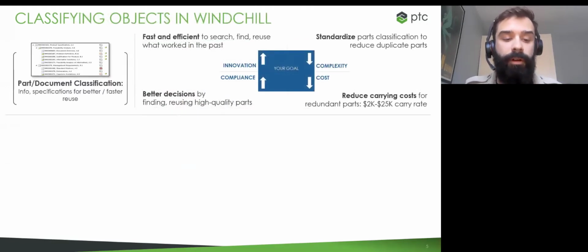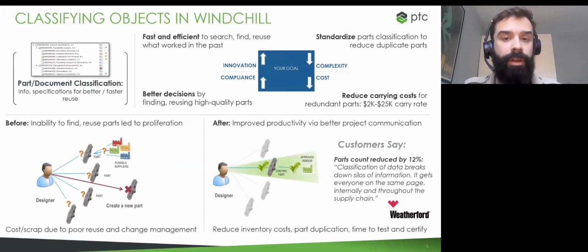Let's take a look at how classification in Windchill has an effect on your business. Windchill allows you to search and browse for parts in a fast and efficient manner. It allows you to standardize on part classification and bring a formal and repeatable process to your users. This ultimately influences better decision-making and saves us money. Our customer, Weatherford, experienced a 12% reduction in part count and told us, classification of data breaks down silos of information. It gets everyone on the same page internally and throughout the supply chain.